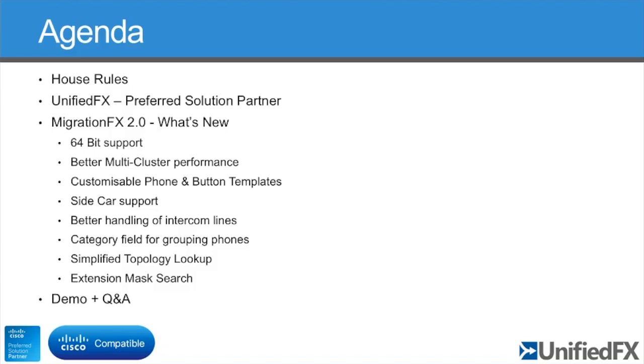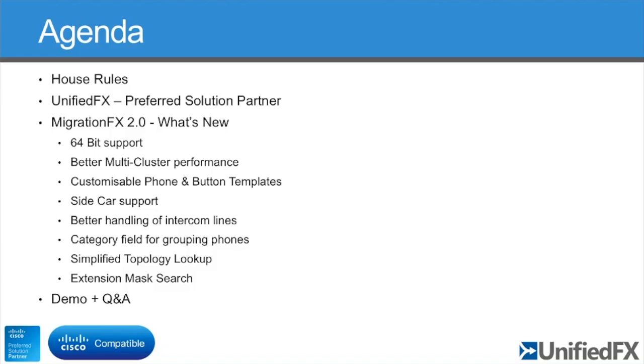One thing that we discovered, as we've had lots and lots of phones being migrated in the field, is the handling of intercom lines could be better, so we've improved that. Another thing that we've added, just general simplicity stuff, is a concept of a category field that you can basically tag phones with. So I'll show you how that works.